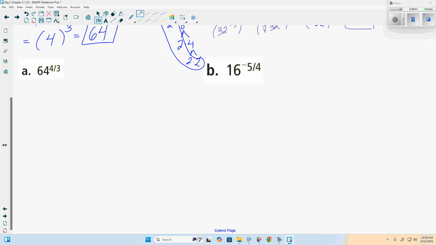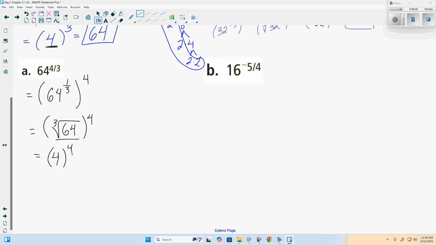If we look at the next one, 64 to the 4/3, doing exactly what we just did, we can say that this is also the same as 64 to the 1/3 to the 4th. As a radical, we're saying we're taking the cubed root of 64 to the 4th power. We already saw what times itself 3 times gives 64. It is 4. 4 cubed is 64. Cubed root of 64 is going to go back to 4.